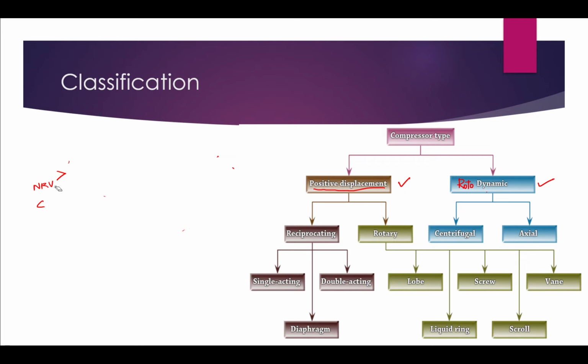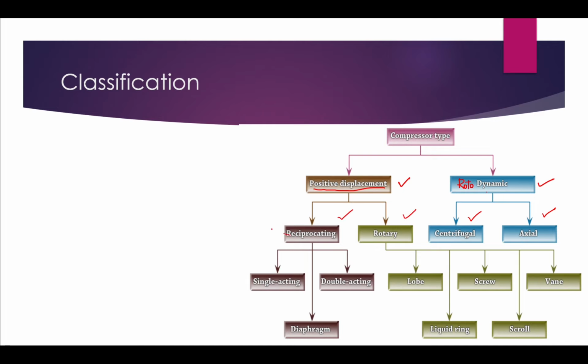Okay, and also that is why it is called positive displacement. There will be no going back. Whereas in rotodynamic, there are two types of rotodynamic compressor. One is centrifugal compressor and another one is axial compressor. Whereas in positive displacement, there are two types: reciprocating and rotary.